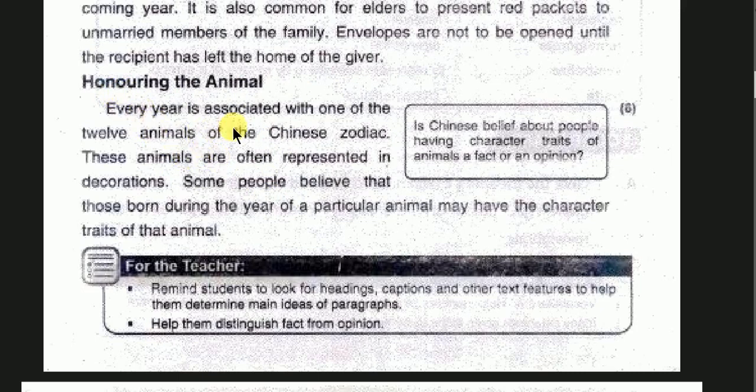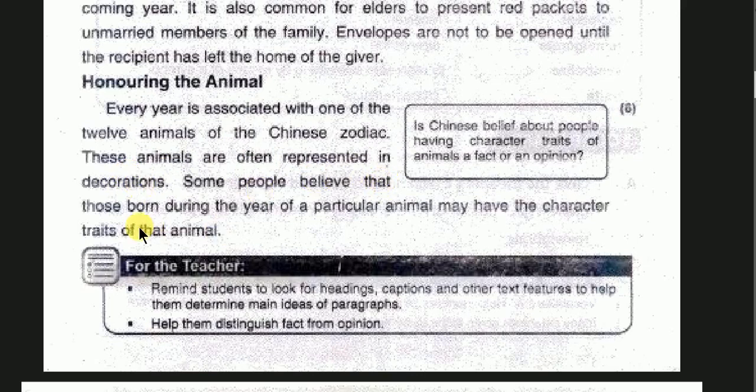Okay, every year is associated with one of the 12 animals of the Chinese zodiac. Yes, dear students, they have a custom of 12 months, 12 years, and every year is given some name. Every year is attached with the name of some animal. Okay, these animals are often represented in decorations. Yes, and sometimes they bring those animals with them and they decorate them. Okay, sometimes they use models of those animals, which are fully decorated.